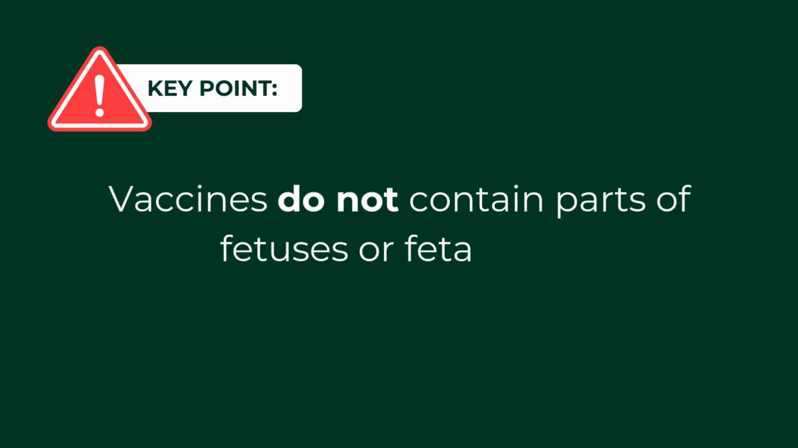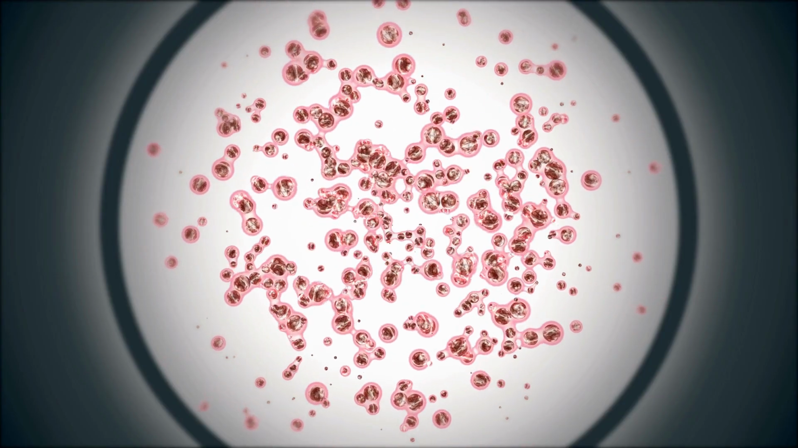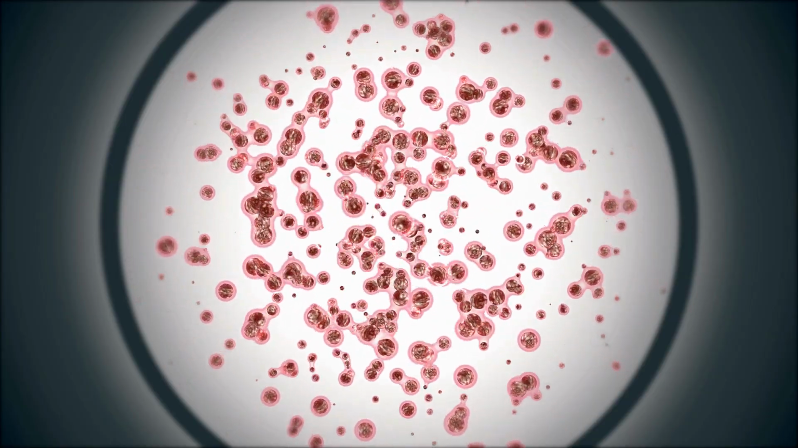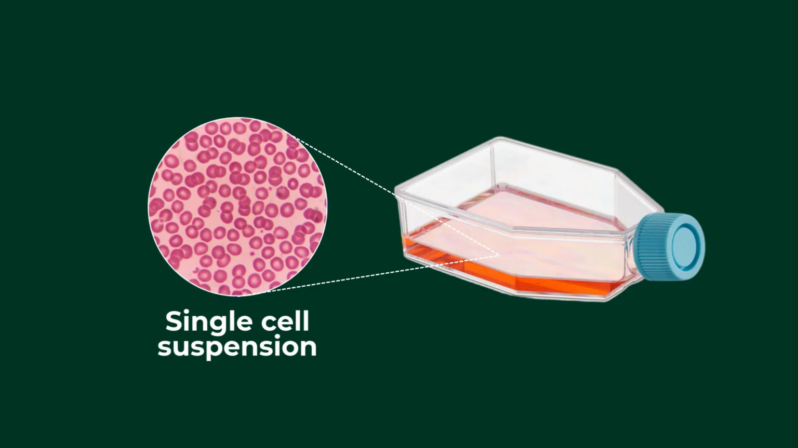Do vaccines contain parts of fetuses or fetal cells? Vaccines do not contain parts of fetuses or fetal cells. We'll explain how viruses are grown in the lab to help you better understand why vaccines do not contain fetuses or fetal cells. In order for viruses to grow in the lab, they need a cell to grow in. Scientists start by making single-cell suspensions, where the cells can no longer be grouped together in the form of tissues or organs. As such, vaccines do not contain parts of fetuses.